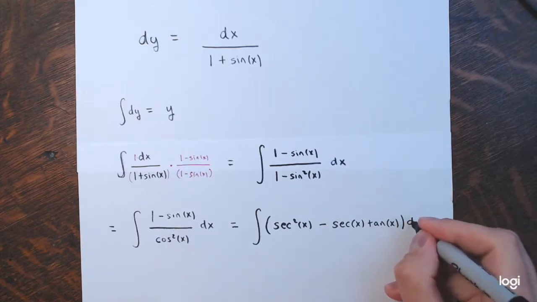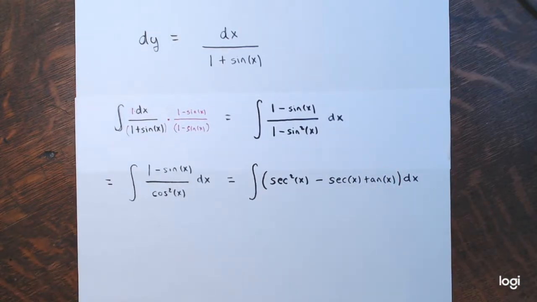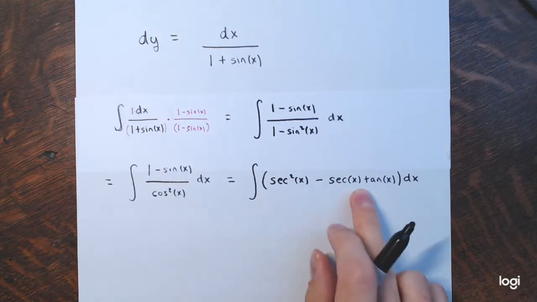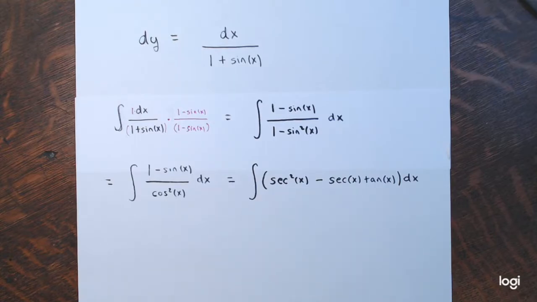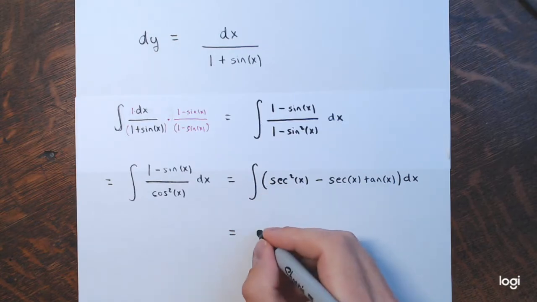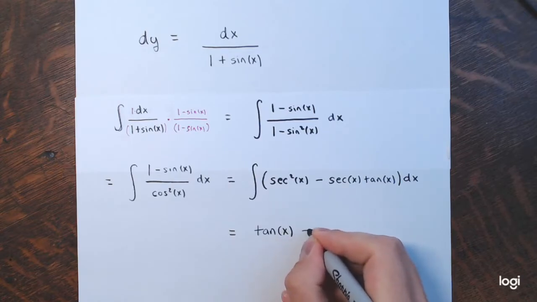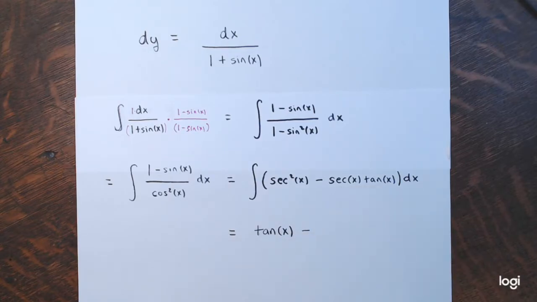If you're unfamiliar with these, please brush up. I'm hoping you recognize the antiderivatives of these particular functions. The integral of secant squared is the tangent of x, and the integral of secant tangent is secant.